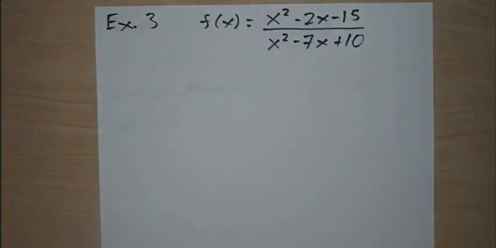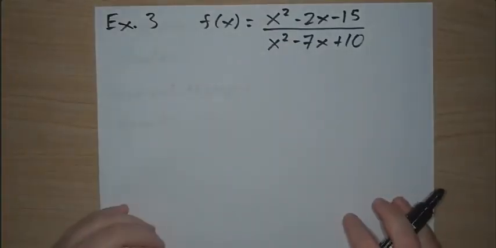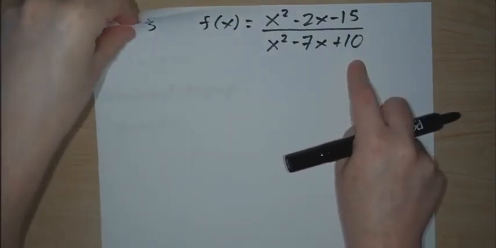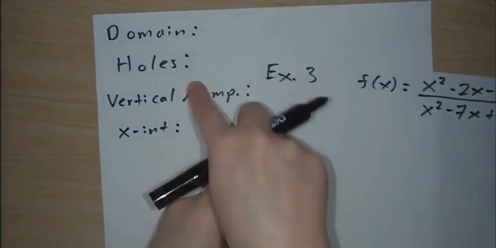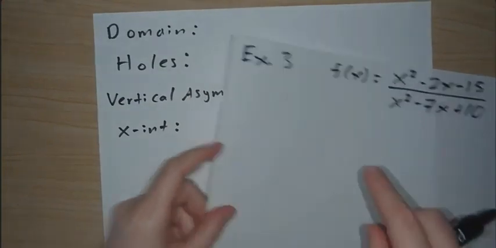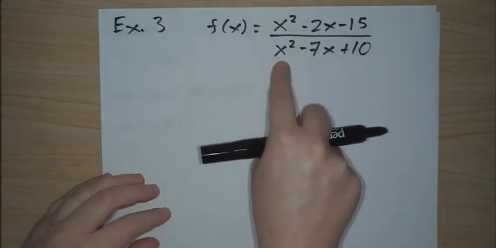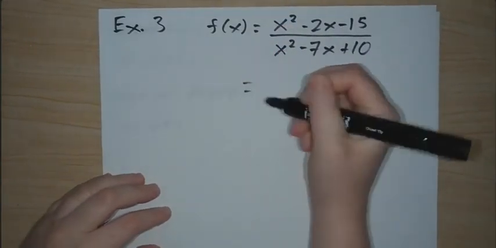This is example 3 from the Rational Functions Part 1 lab. We have the following function. We want to find some attributes of it, such as its domain, if it has any holes, vertical asymptotes, or x-intercepts. So what we're going to do is factor the numerators and the denominators.